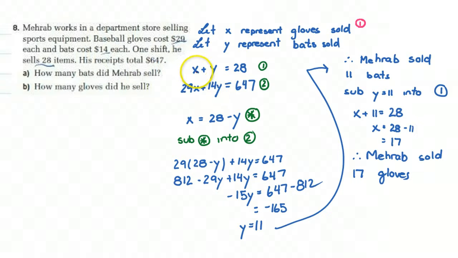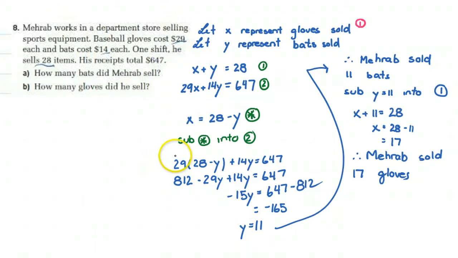And now I work through one of my techniques, and I use the technique here called substitution. So I took equation 1 and I isolated for x, and then I called that equation star, and then I substituted, hence the name substitution, star into 2. So we see here we have 29 times (28 minus y), and don't forget those brackets, and then we have to distribute this 29 into that binomial, plus 14y equals 647, and then I work through a little algebra here. I group my y's, I subtracted 812 from both sides of the equation, and I worked out that y is 11.